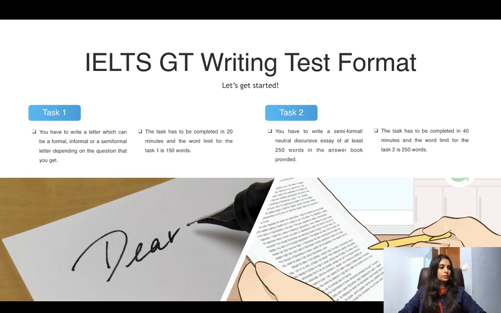Any questions with regards to the GT writing test format? It's pretty simple, straightforward. So any doubts, any questions?